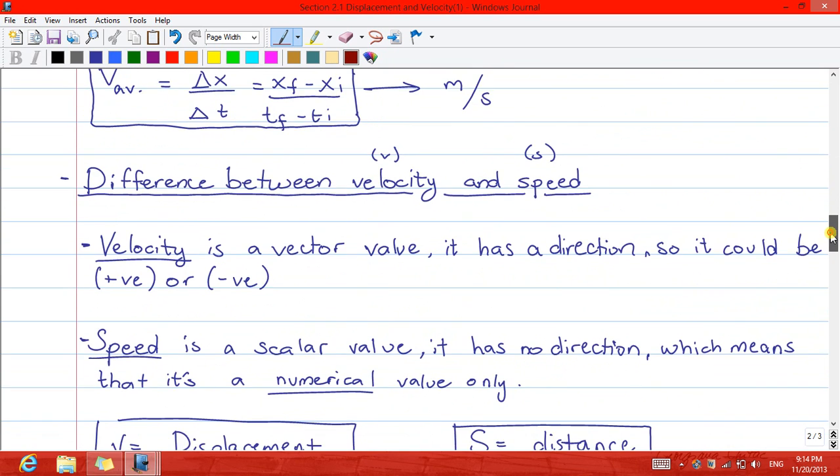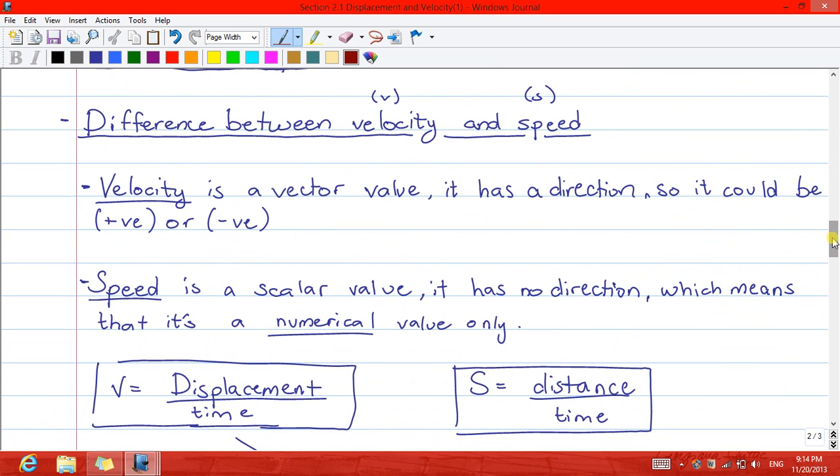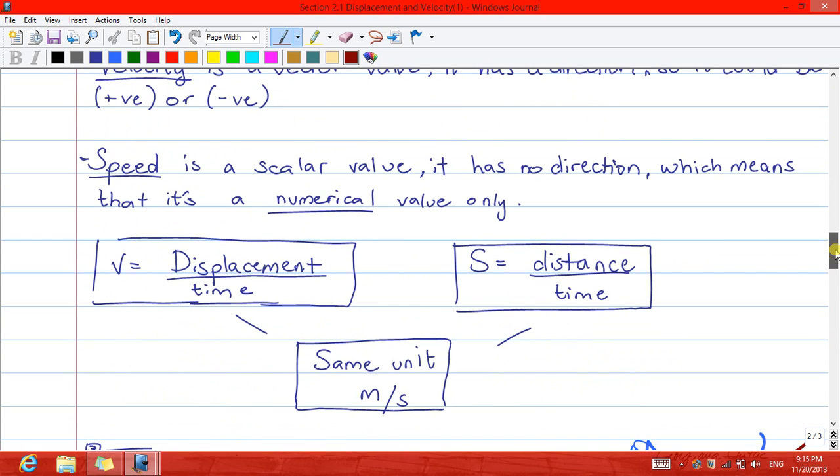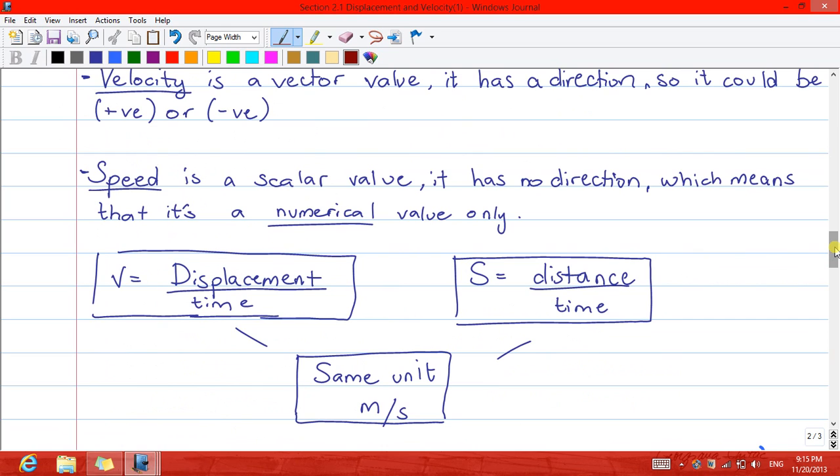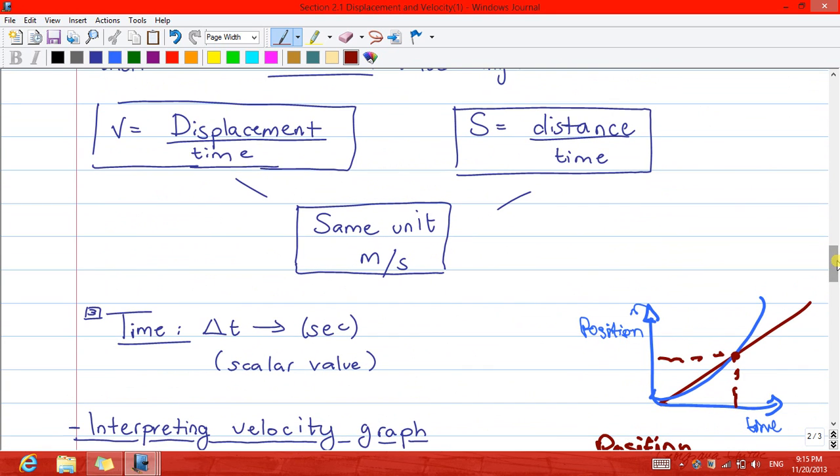Now, there's a big difference between velocity and speed. Velocity is a vector quantity, as I said, and it requires direction and magnitude, while speed is a scalar quantity, and it has no direction, so it has only magnitude. To get the velocity, we divide the displacement over time, while for the speed, it's distance over time. Both have the same unit, which is meter per second. And the third part is time, which is delta t, and it's a scalar quantity, and its unit is second, which is s.